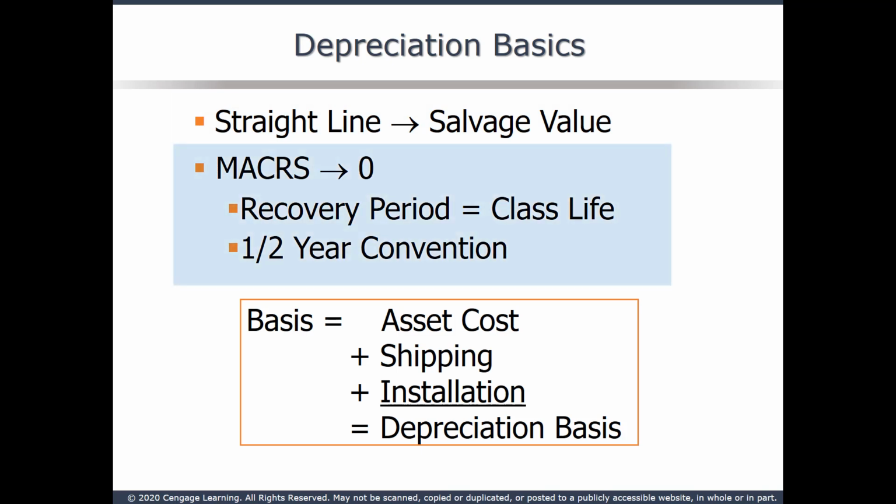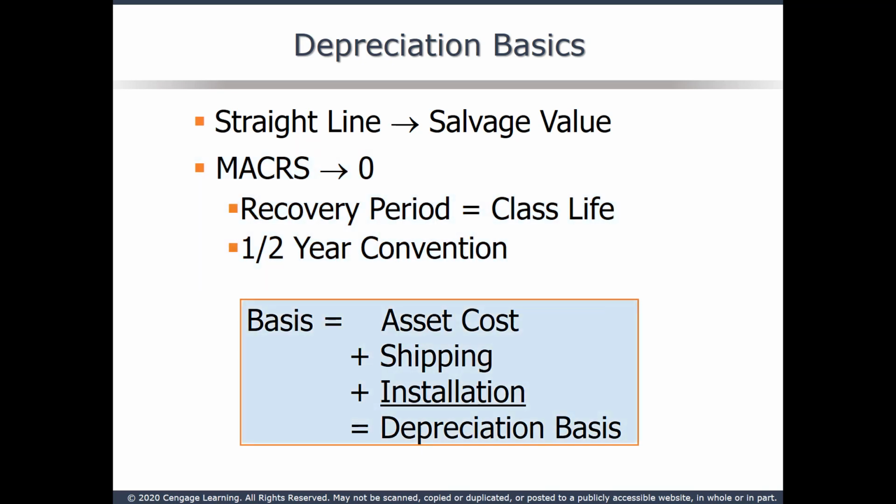Modified Accelerated Cost Recovery depreciates all assets to zero without any consideration for salvage value. Assets are assigned by the IRS to a class defining the recovery period in years. A half-year convention is applied so that all assets are assumed to be placed in service mid-year the first year. This leads to a 3-year asset being depreciated over 4 years.